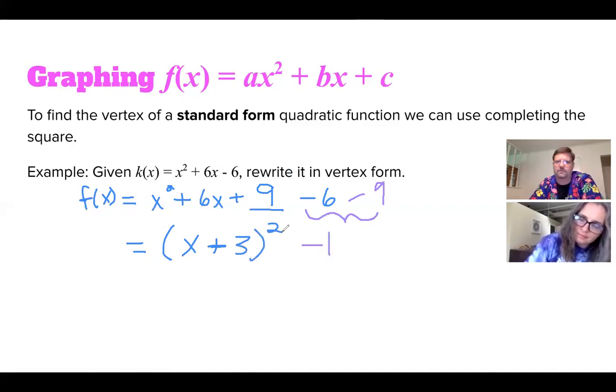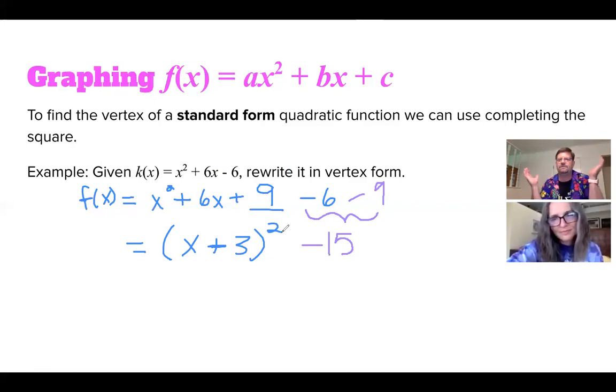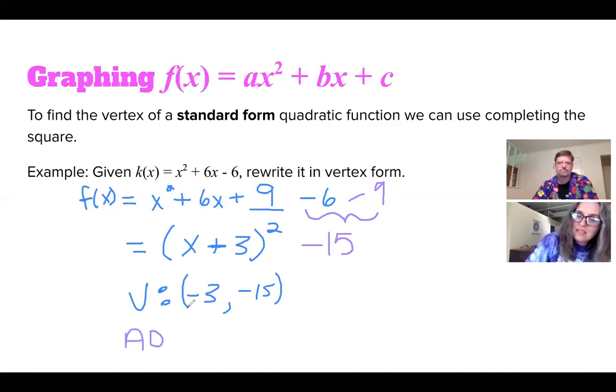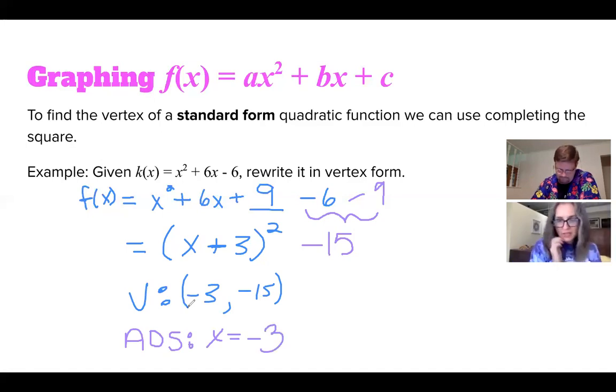And Miss Young's going to be able to add -6 and -9 and get -15. And guess what? We're in vertex form. The vertex is at (-3, -15). Which means the axis of symmetry, which is the line that goes right through the middle of that parabola, is going to be x equals -3. Remember, you can just pull the x value straight off the vertex.